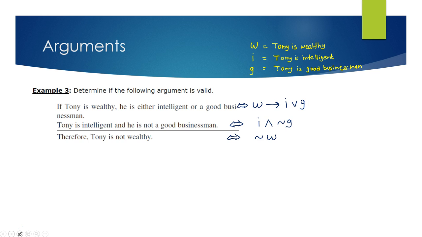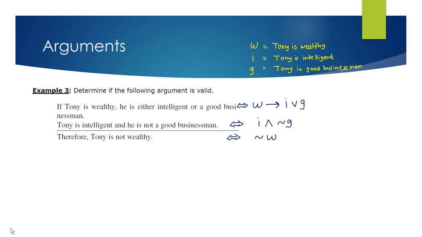So, with these being translated for you, I want you to tell me whether or not this is a valid argument. So make your truth table and make your determination. Okay, so you've determined whether or not this was a valid argument. Let's see if we come up with some agreement here.